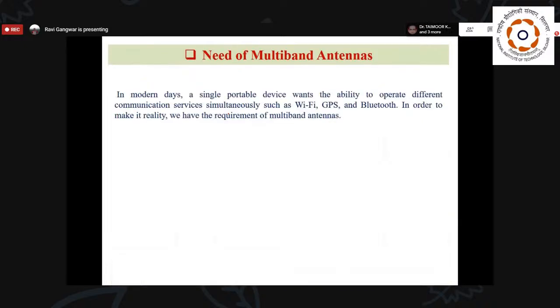Then I will discuss the need for multiband antennas. In the current situation, we can say that a single portable device, for example your mobile phone, we want that device to have the ability to operate with different communication services simultaneously, like Wi-Fi, GPS, Bluetooth, etc. So in order to make it a reality, we require multiband antennas.